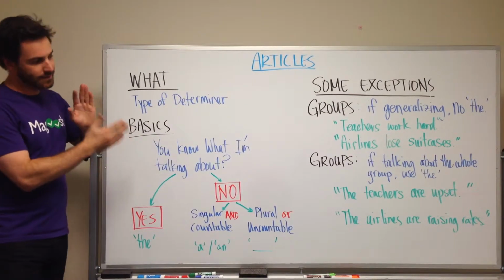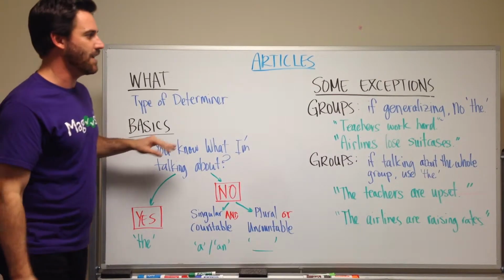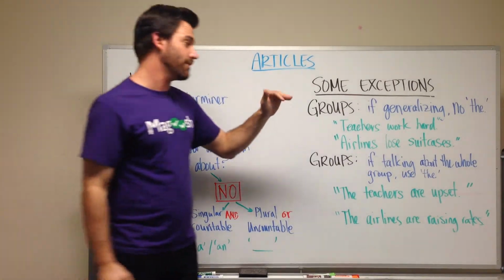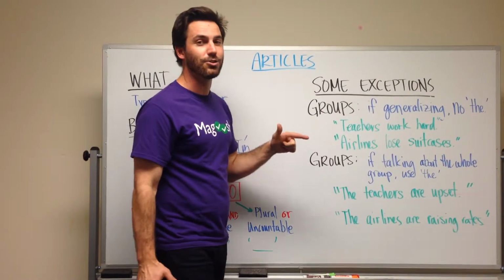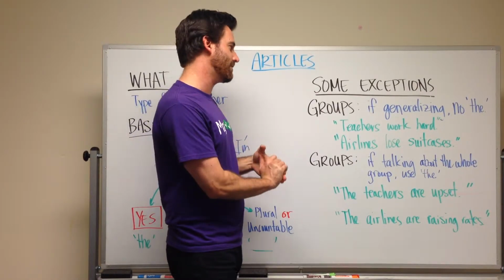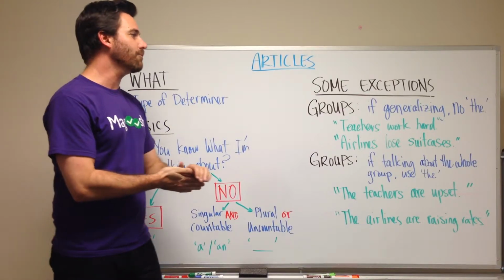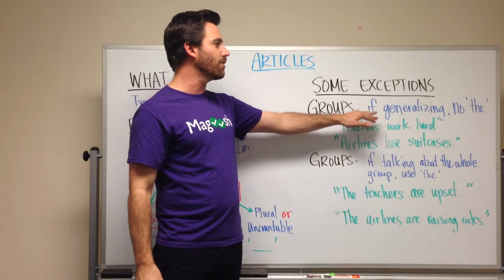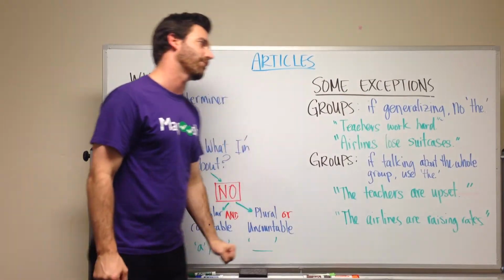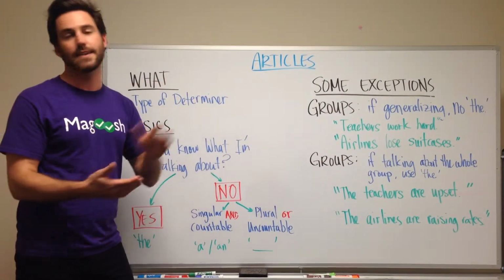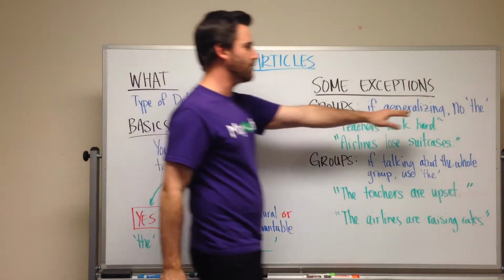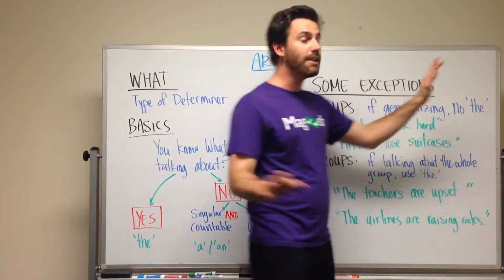We have one exception that we're going to talk about today. There's lots of exceptions, so definitely do more research if you're curious. This has to do with groups. So if you're dealing with groups and you're making a generalization about the group, you're making some general statement, you're not going to use the article the. You're going to leave it off.